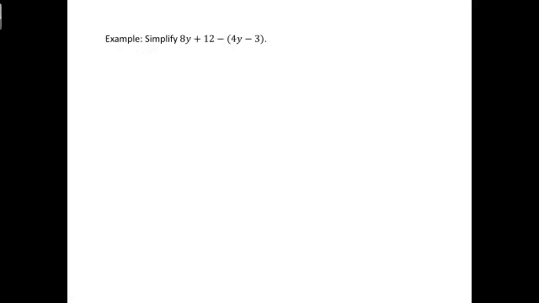Example, simplify 8y plus 12 minus 4y minus 3. Now the negative sign against the parentheses is like distributing a negative 1. 8y plus 12 minus 4y plus 3. The negative sign times the negative on the 3 gives you a positive. We're going to rearrange the terms first. 8y minus 4y plus 12 plus 3, which is 4y plus 15.